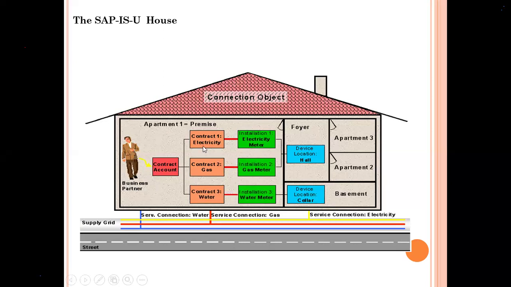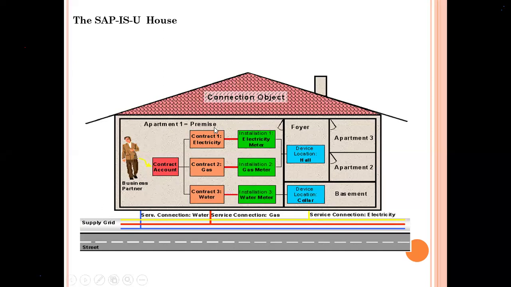So what are the conditions? The basic conditions are at what tariff they will get the services, from which date they get the services, till which date they get the services, and what services they are looking to get. All these agreements are in the contract. These three things, business partner, contract account, and contract, we call business master data, BMD.